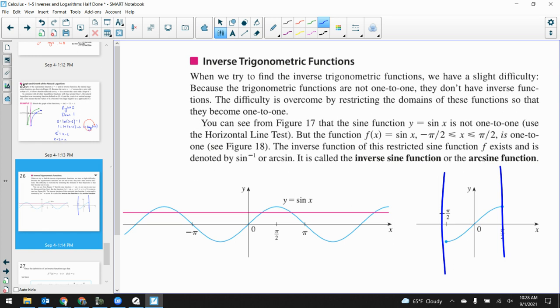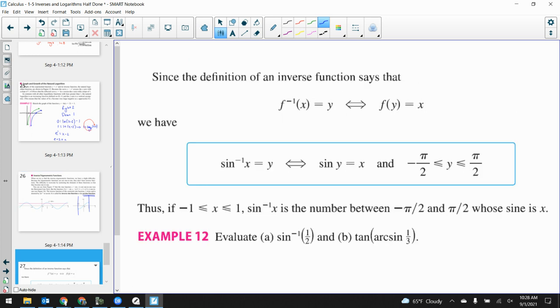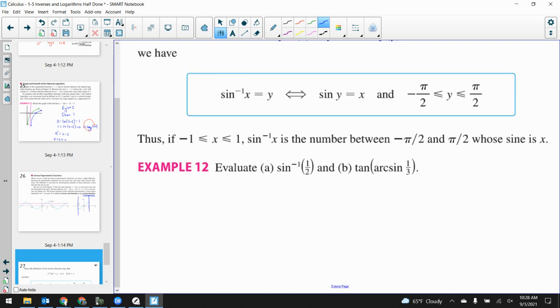If you ever see the notation arcsine, did Mr. Delap ever use arcsine? Maybe once or twice. That's not very commonly used. Arcsine is just saying inverse sine. It's just like the restricted value of inverse sine. Okay, all right, let's take a look here. By definition, inverse sine is negative pi over 2 to pi over 2.